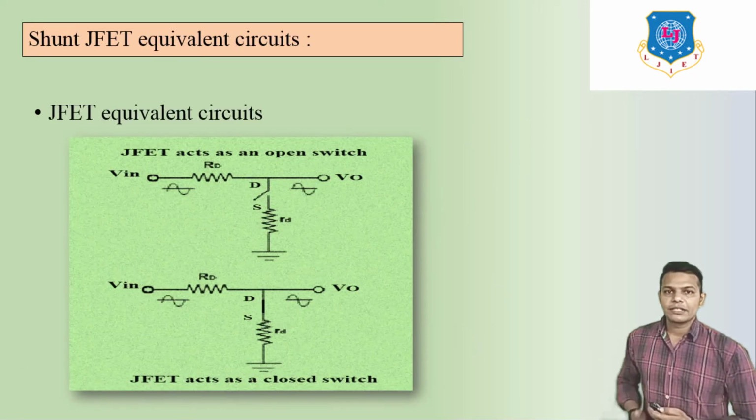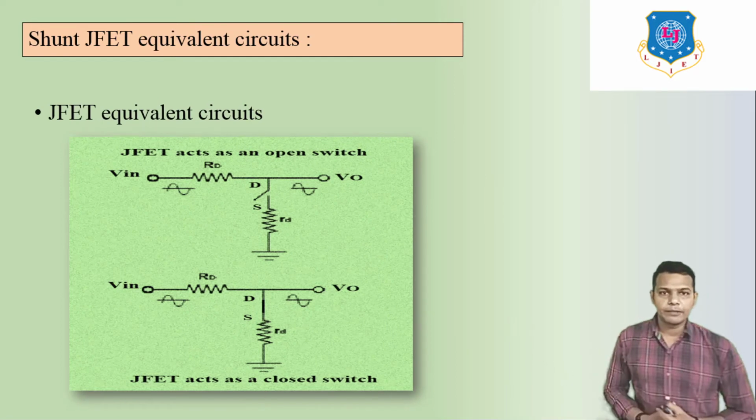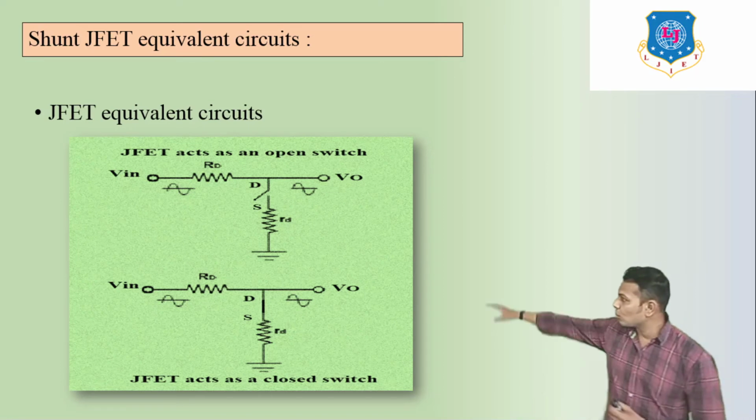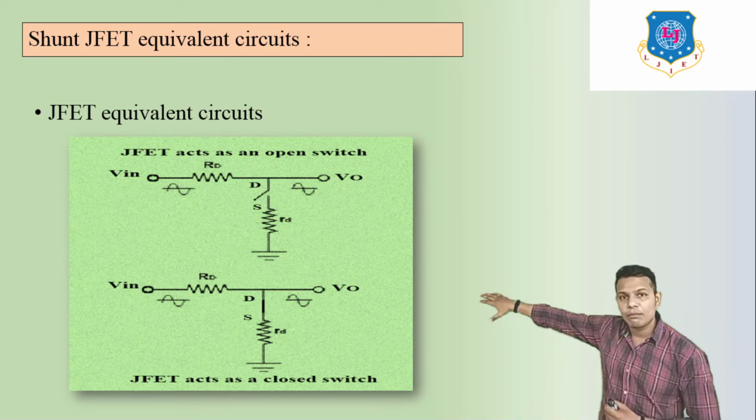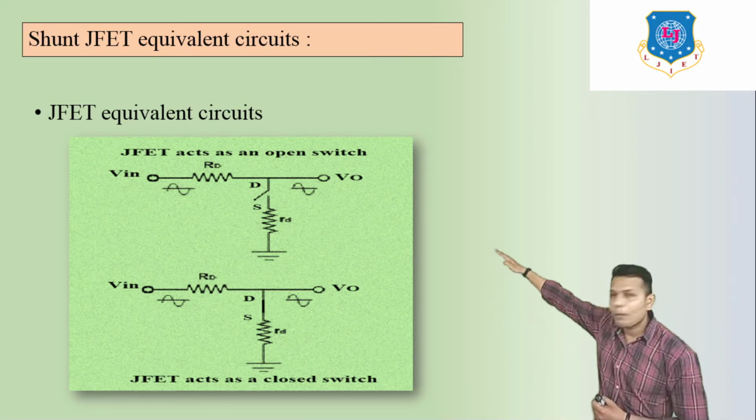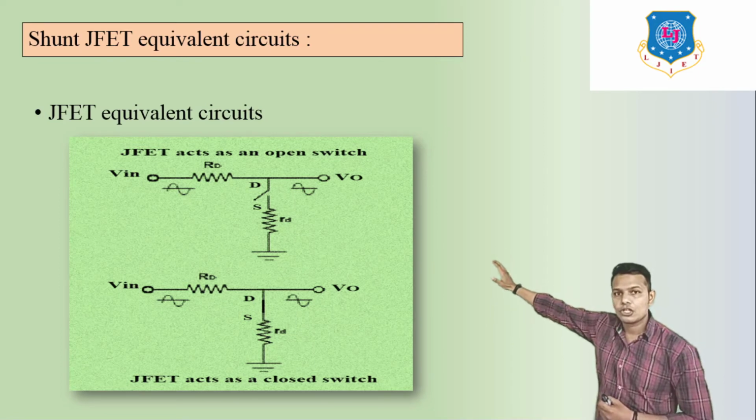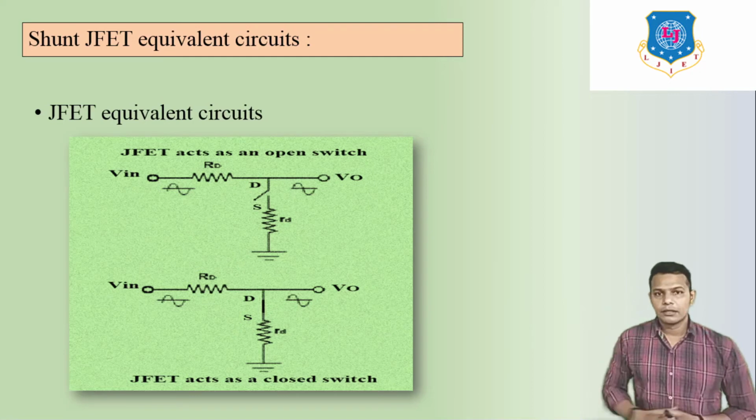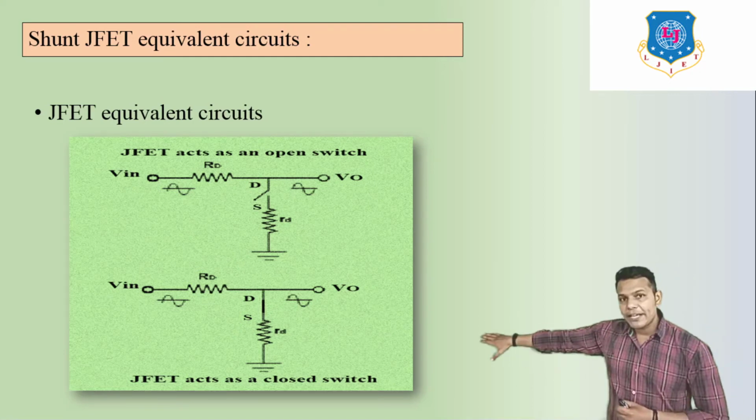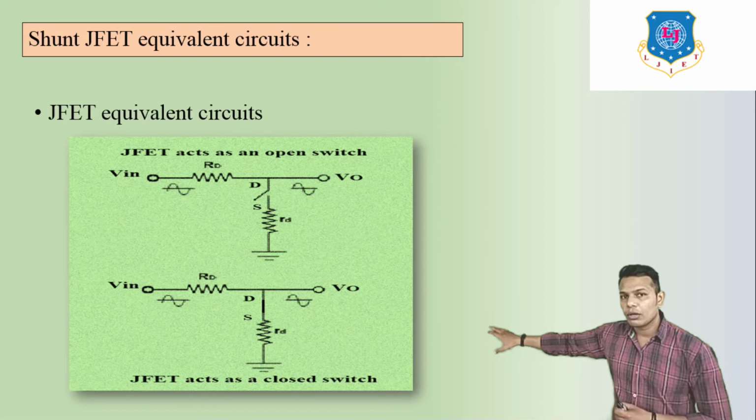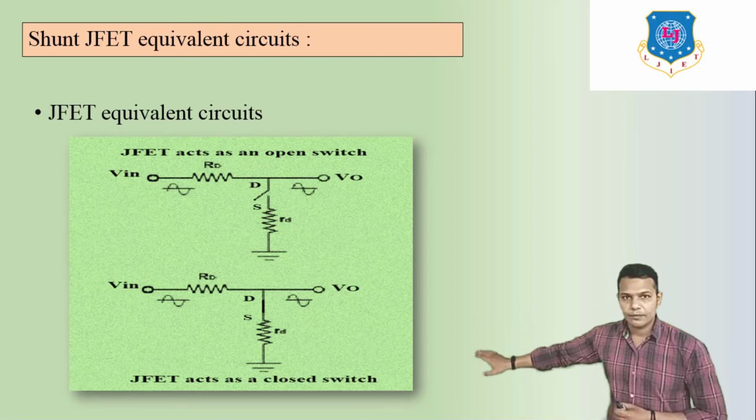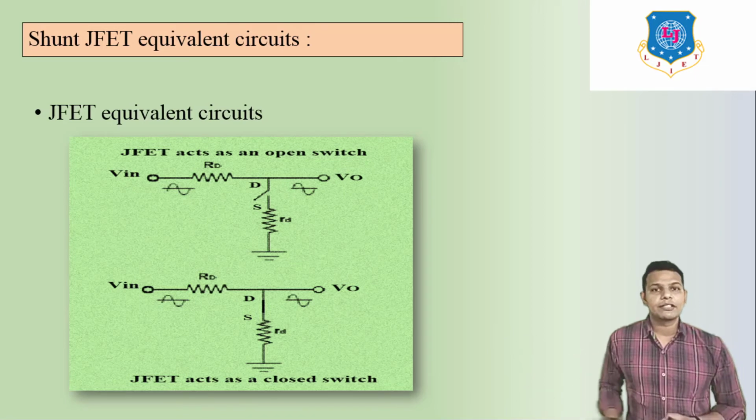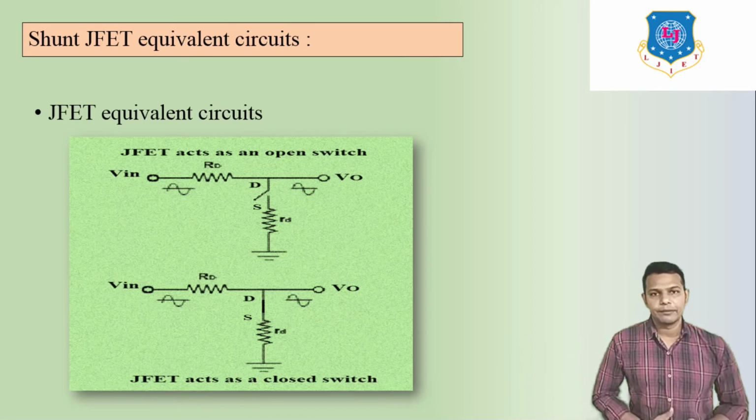Here we can see the equivalent circuit of the JFET. First we can see the open circuit. In place of the JFET symbol, we draw an open circuit, right? So input to output we get nothing. Here we can see in place of the JFET symbol there is a closed switch, so input to output we get the signal. So this is the equivalent circuit of the shunt JFET.